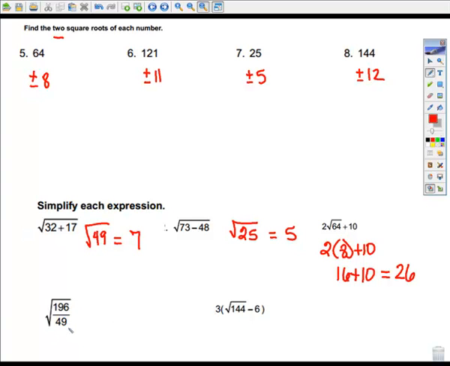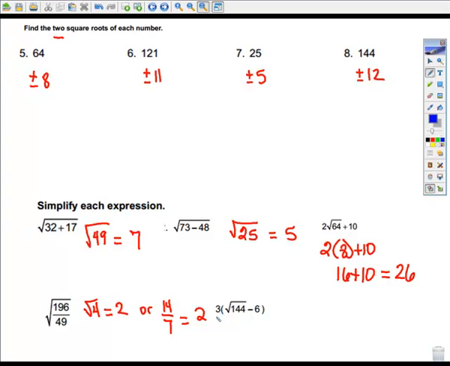There's two different ways that you can do this problem. You can take 196 divided by 49 and you get a 4, so the answer is 2. Or the square root of 196 is 14 and the square root of 49 is 7, so I still get a 2. So either way is acceptable.